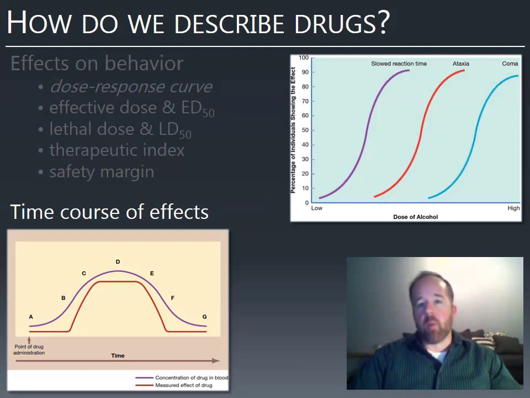So those are the two take-home lessons: the effects aren't necessarily just a function of concentration in the blood, and you can't just double the concentration in the blood and expect double the behavioral effect desired.